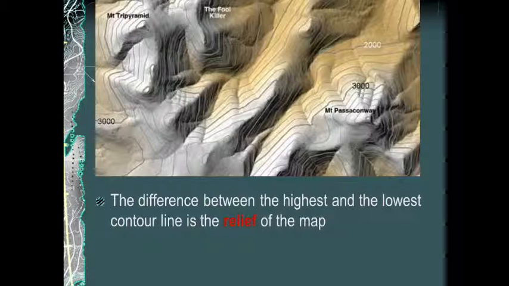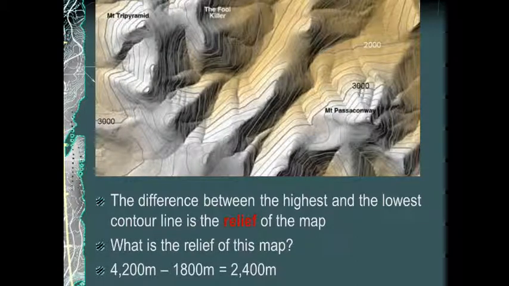All right, you should have that by now. I want you to show your math. Your highest point and your lowest point. 4,200 minus 1,800, that's the lowest point shown. That gives you a relief, a difference of 2,400 meters. All right. Now go ahead and turn your paper over and let's continue.